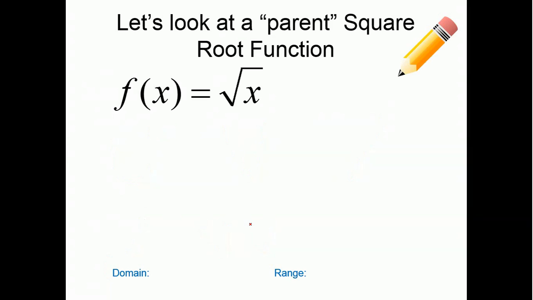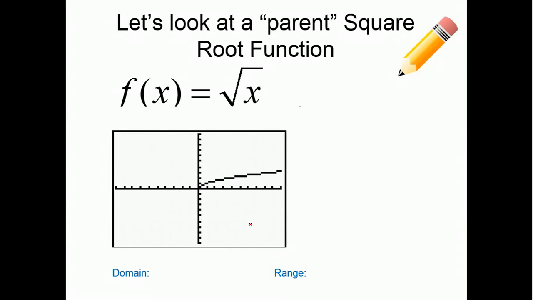So let's look at a new function graphed. We're going to look at the parent square root function. The parent square root function looks something like this. Notice it's just like a curved line that kind of shoots off to the right.